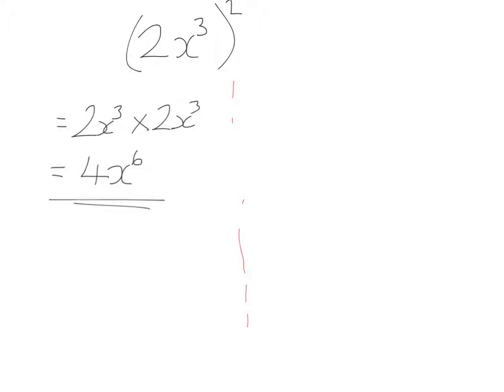Or, you could apply the formula. So we've got 2x cubed squared, so you can just apply the power to the number part. So we're going to square 2. So 2 times by itself is 4. And then just approach the indices like we normally would. We would multiply the indices together to get 4x to the power 6.